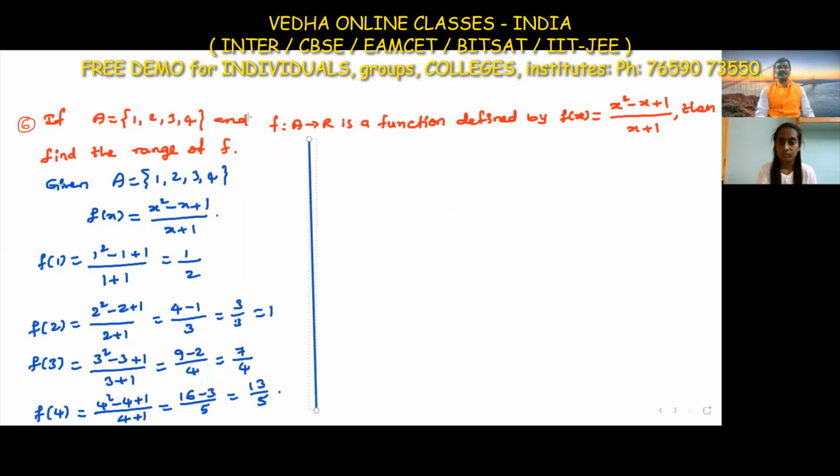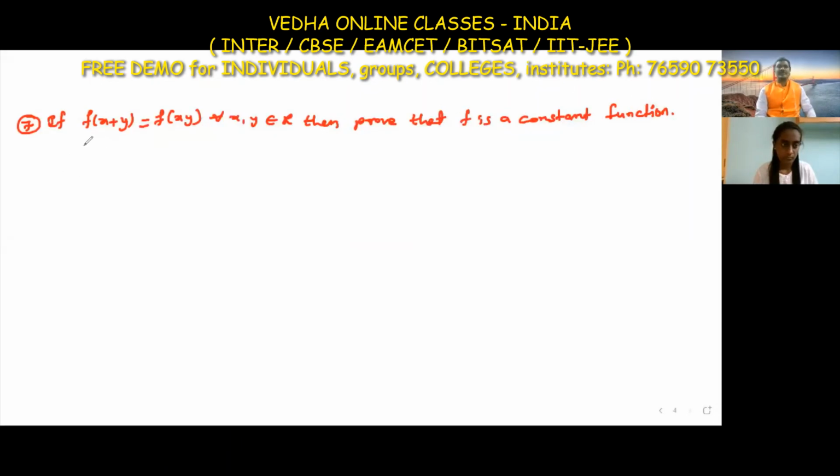So now what is he asking? He is asking the range. Range is nothing but all the mapped elements. Therefore range is equal to f of A. What is f of A? The combination of all the images. That means the first one is 1 by 2, the second one is 1, and the next ones are 7 by 4 and 13 by 5. That's it. So this is the required solution. Understood?